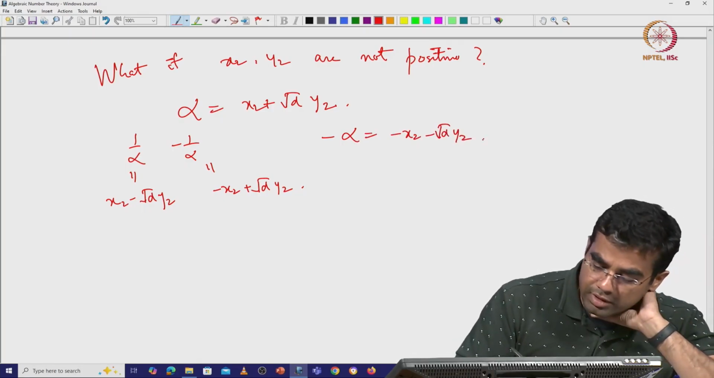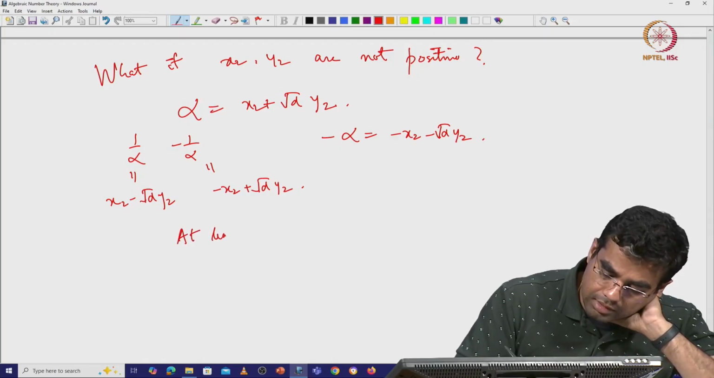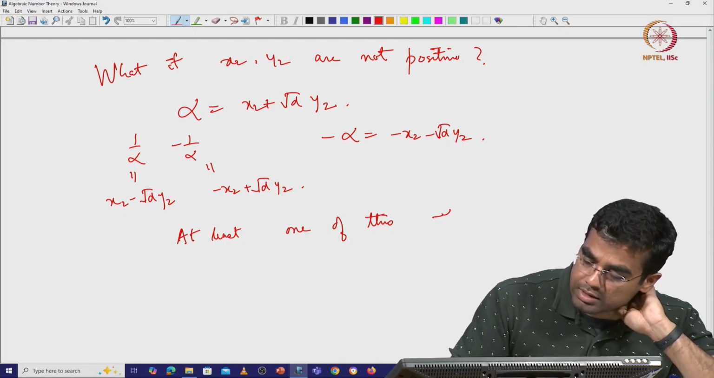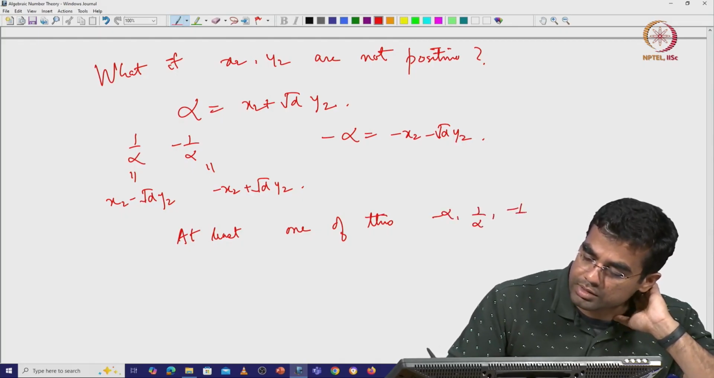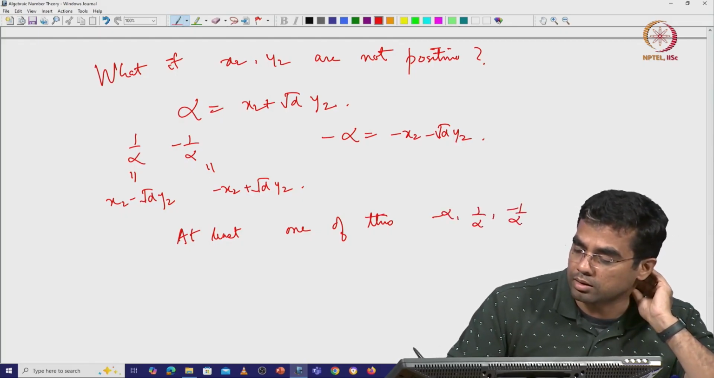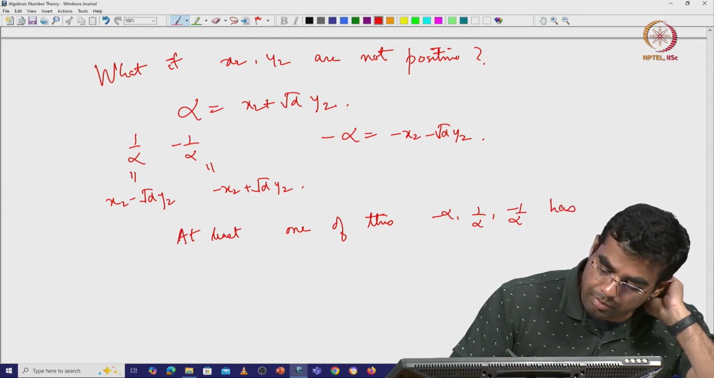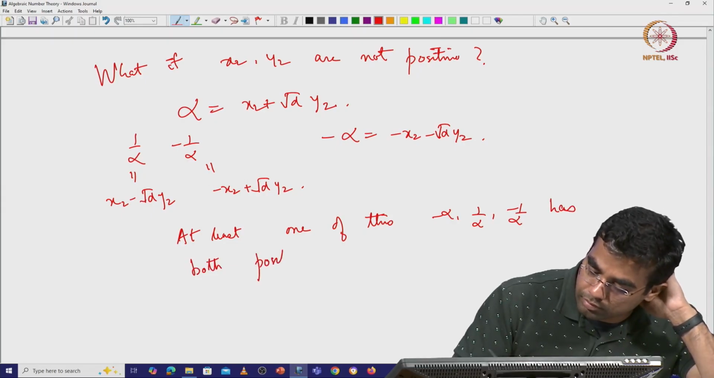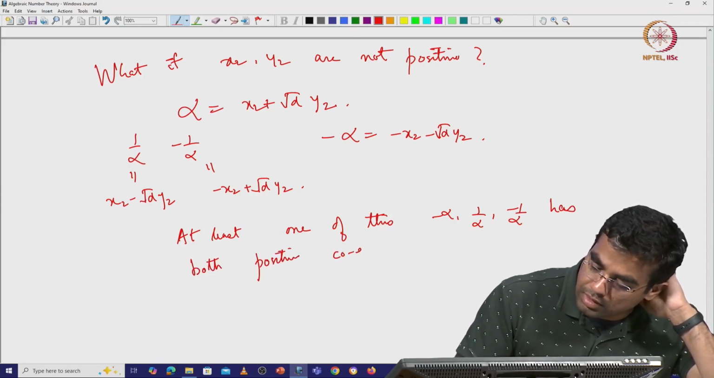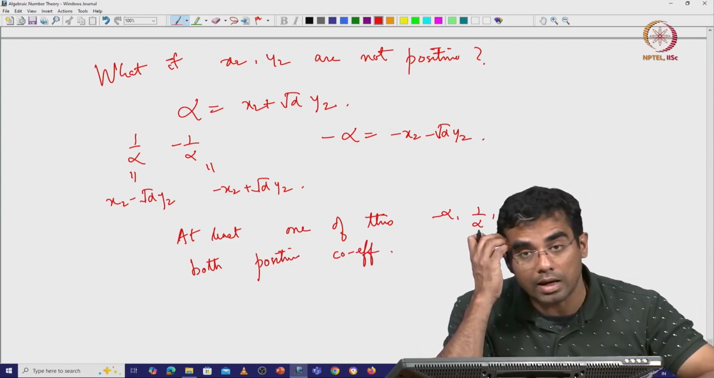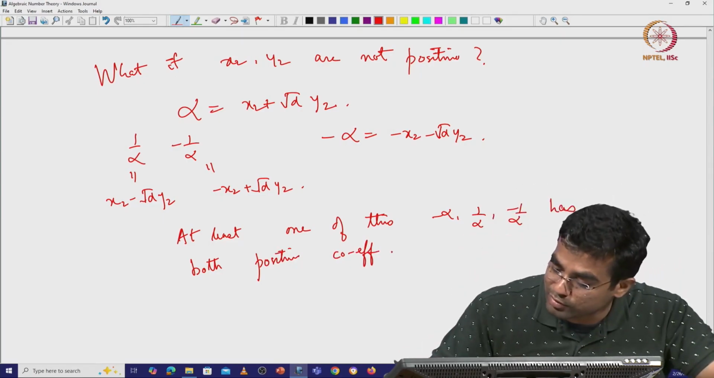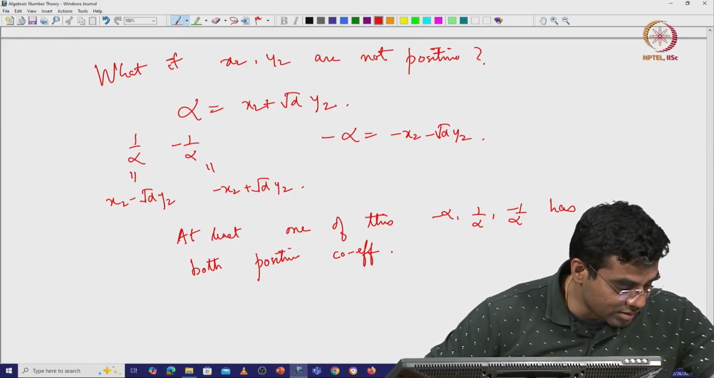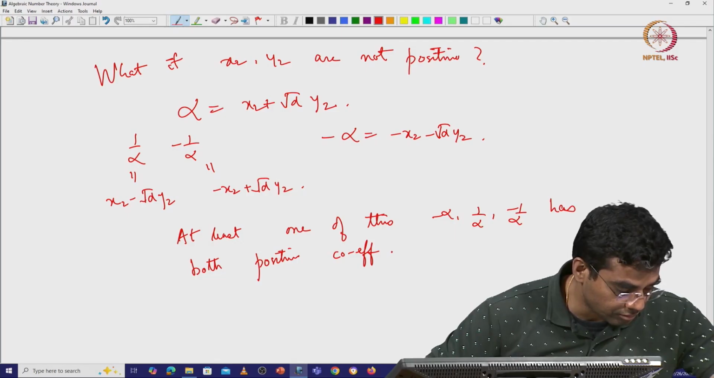So at least one of these, minus alpha, 1 by alpha, minus 1 by alpha, has both positive coefficients, and then we run our argument with that and finish the proof. Sorry about that. So, that's what we do.